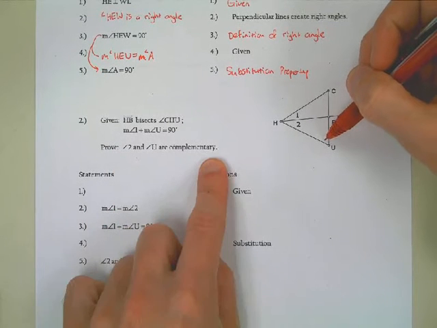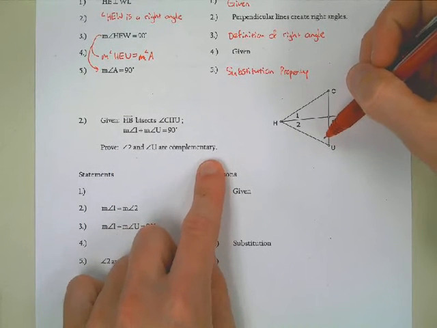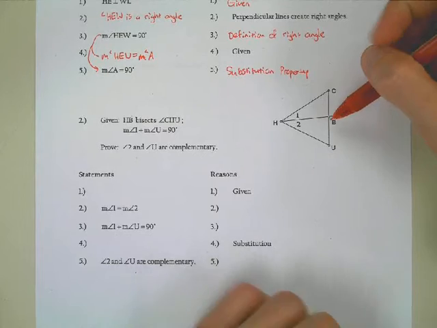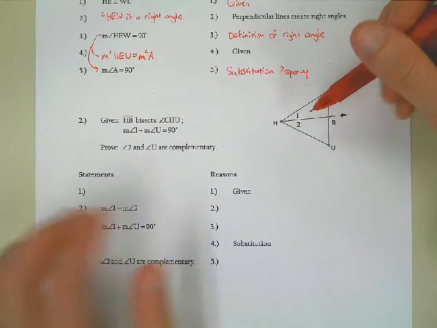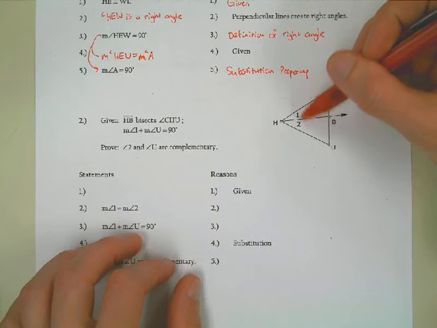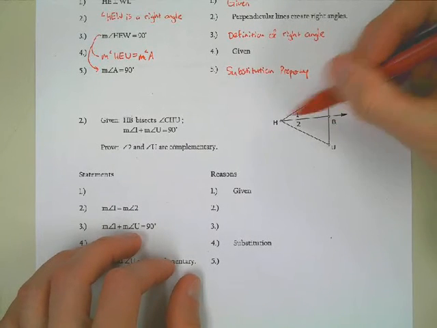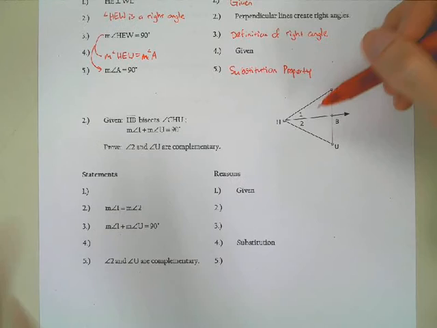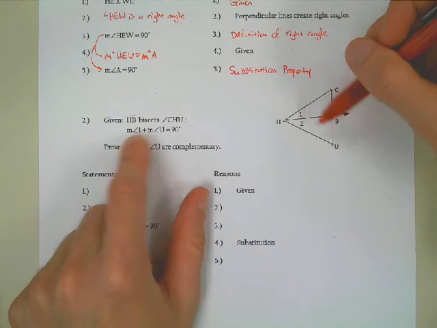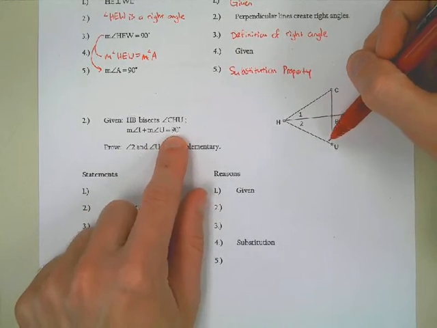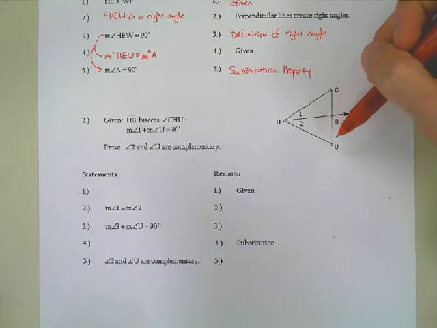All right, this is kind of a weird thing to prove, but it's got to be true, right? Because what do we know about angle 1 and angle 2? Since HB bisects angle CHU, what's going to be true about angle 1 and angle 2? They're going to be equal, and so if angle 1's measure plus angle U's measure is 90 degrees, well then certainly angle 2 and angle U must also equal 90 degrees and therefore be complementary. So, pretty straightforward there, I hope.